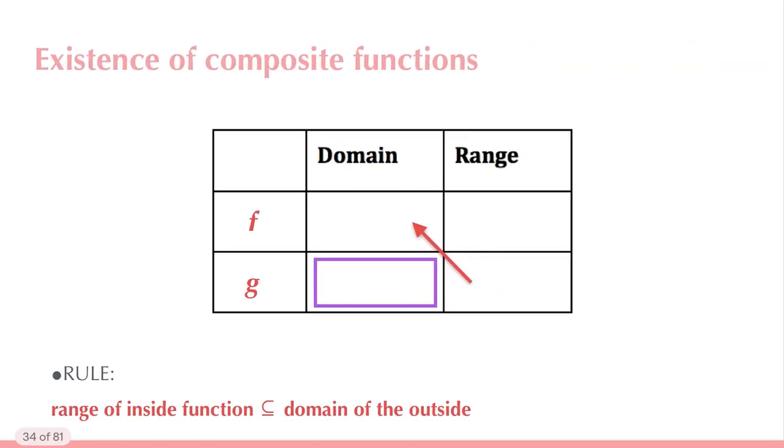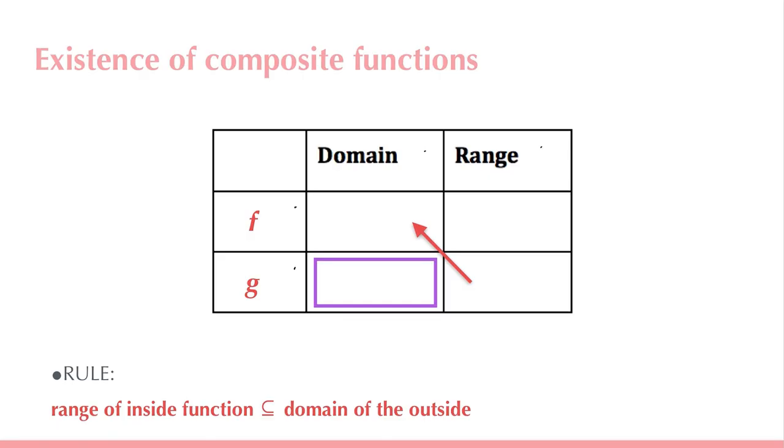Okay, so it sounds like a kind of complicated process. So what we're going to give you is a tool to help you to actually complete this. So the existence of composite functions. We have this table, which you'll see I'm going to use quite often. So in this case, we draw up our domain and range and we write f and g. And what we need to do is write out what the domain and range is for both of our functions.